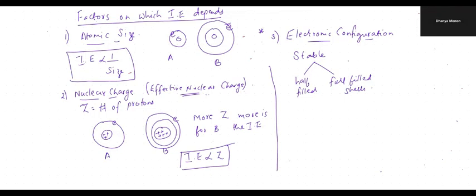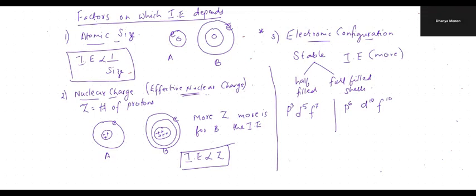Subshells, okay? If it is half-filled or full-filled, what does half-filled mean? P has 6 orbitals, so p3 is half-filled. If d has 10, d5 is half-filled. f has 14, so f7 is half-filled. Similarly, if p, d, and f are fully filled, it becomes difficult to remove the electrons. So this type of stable configuration makes it more difficult to remove the electrons, so ionization energy is more for these kinds of configurations.